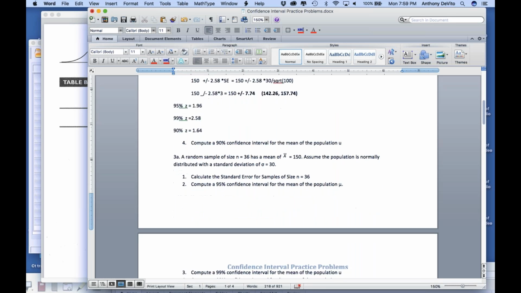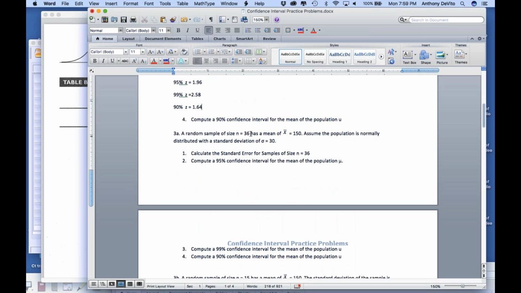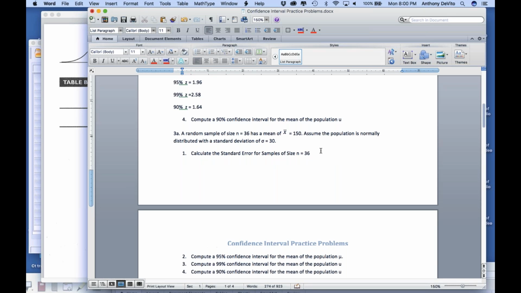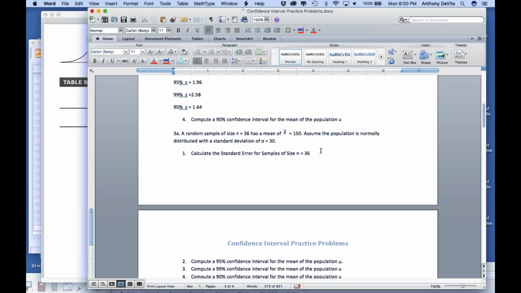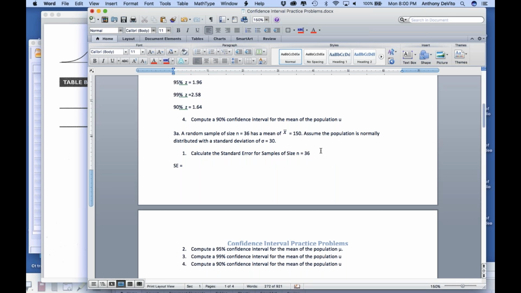So now, what about this one? A random sample of size 36, that's the next problem, has a mean of 150. Assume the population is normally distributed with a standard deviation of 30. Calculate the standard error. The standard error is going to be equal to sigma over the square root of n, which is equal to 30 divided by the square root of 36, which is 6, which equals 5. That's exactly right.